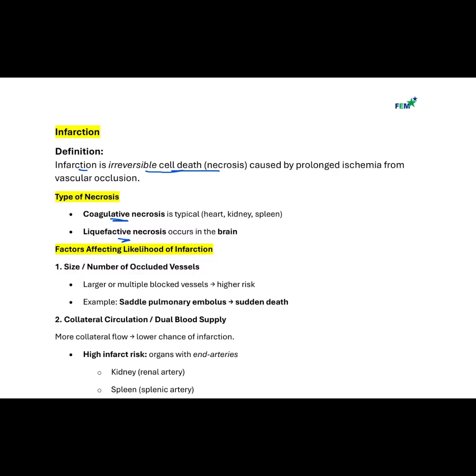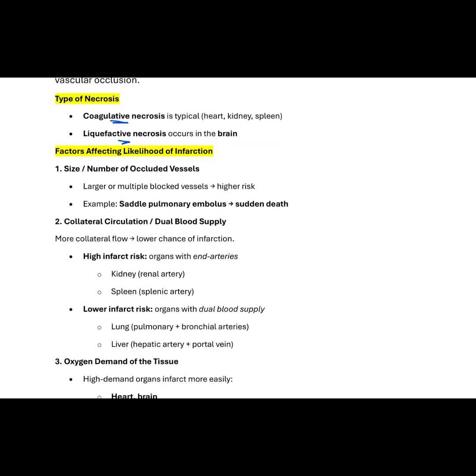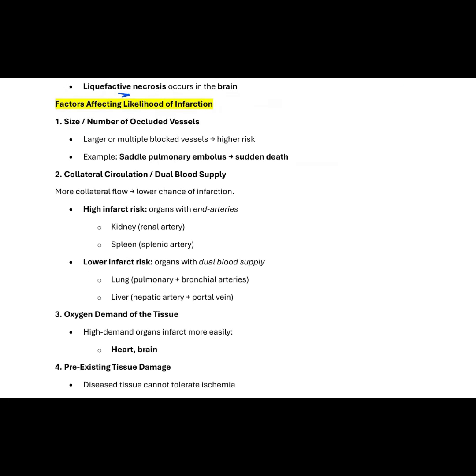So moving on, what are the factors affecting the likelihood of infarction? In other words, if there's ischemia to a particular tissue or organ, what are the factors that will most likely predict that this tissue may develop infarction? Because it's one thing to have ischemia, it's another thing to develop what? Infarction, which is cell death. So let's look at them.